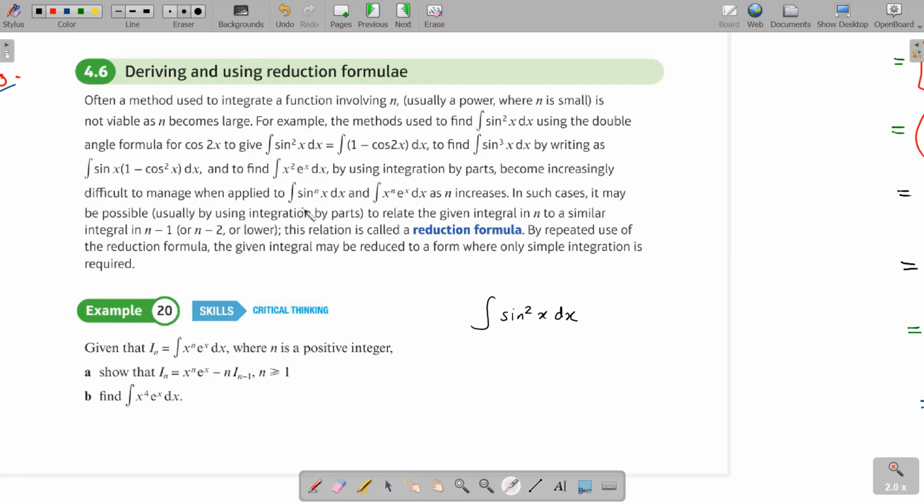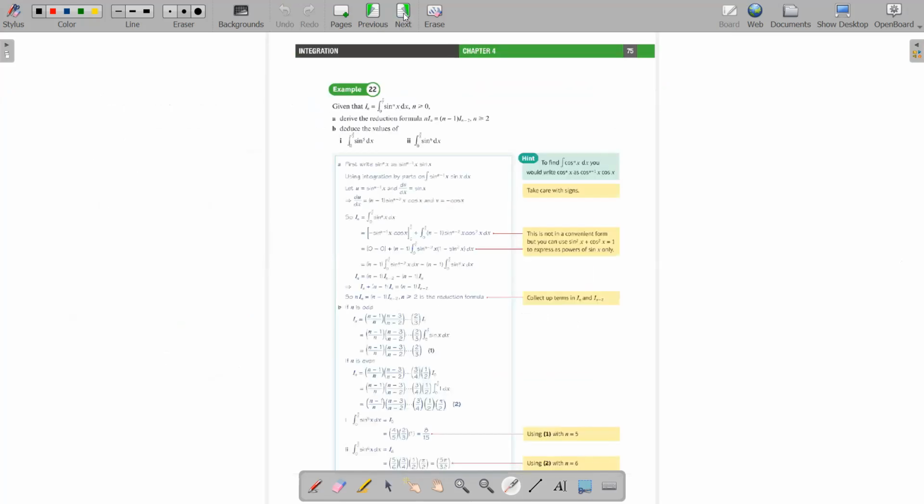However, if you have higher order powers of x, like sine cube, sine to the power 5, you can take really large powers of x. When you go to integrate it, it's not going to be simple. It's going to be really complex. So we are going to use this reduction formula to help us integrate when you have these large values of n. The best way to learn this is through an example.